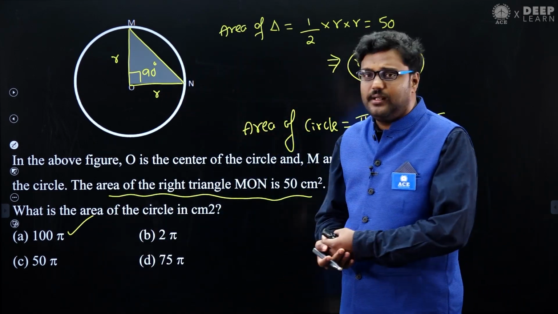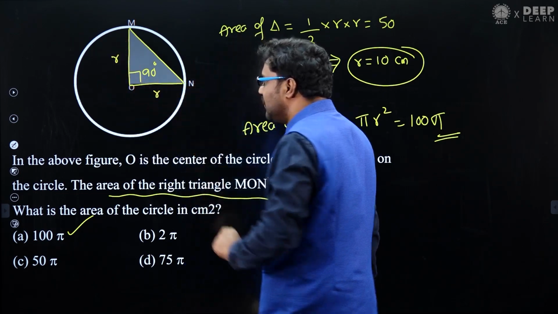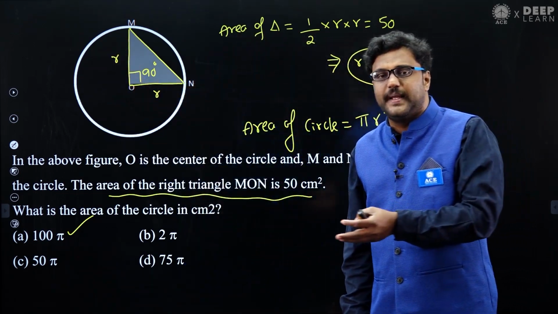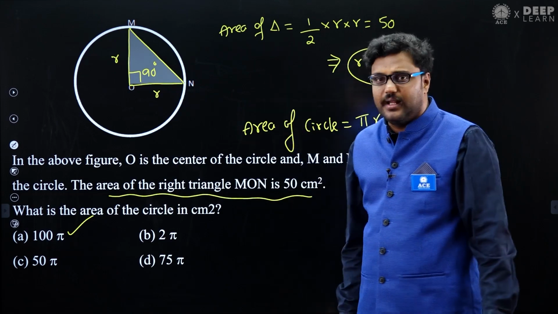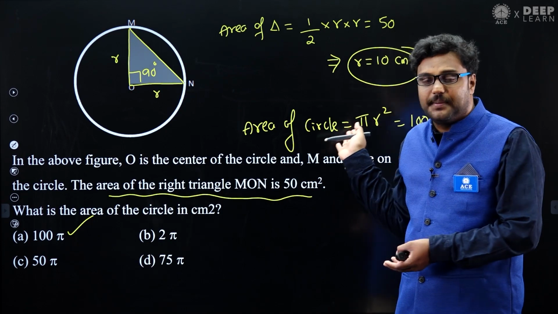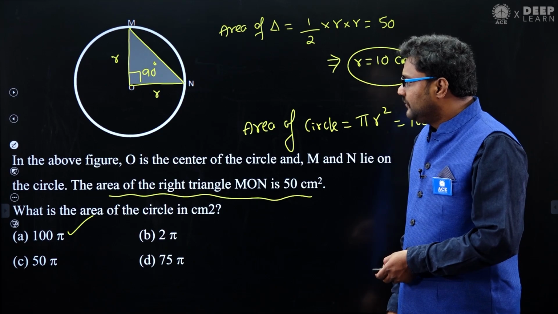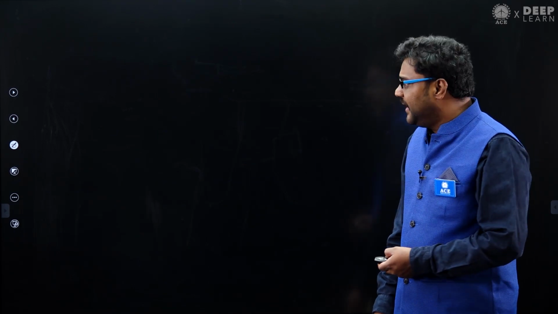So, a very simple question. We have a circle and this is the important thing: height is radius, base is also radius. We know the area of a triangle is half into base into height. From that you can find the R square value. Here you can directly substitute R square. No need to find the R value also, is it? See the next question, my dear friends.